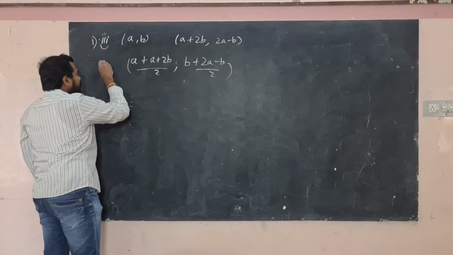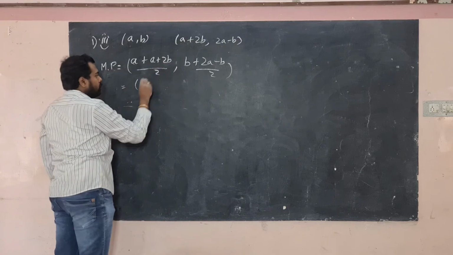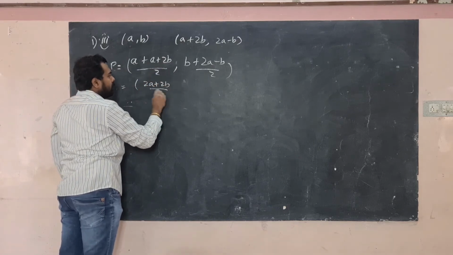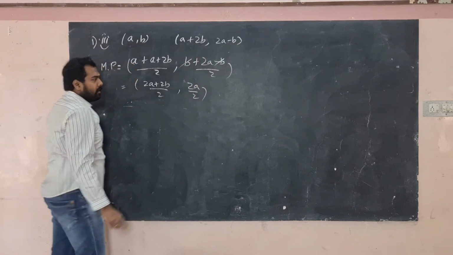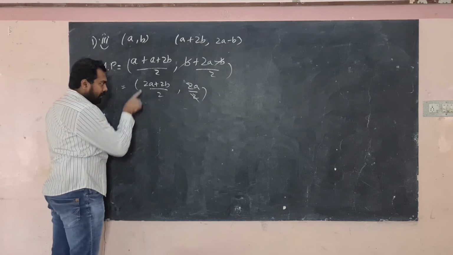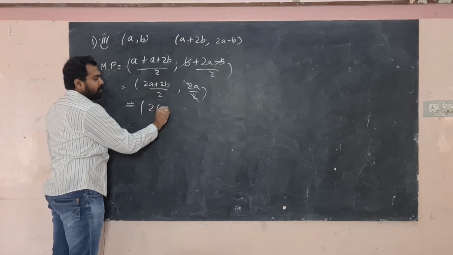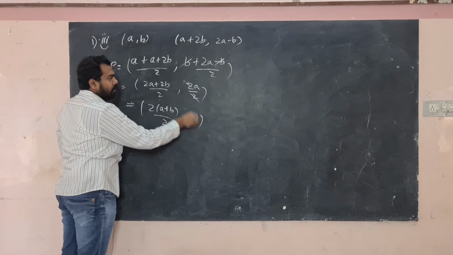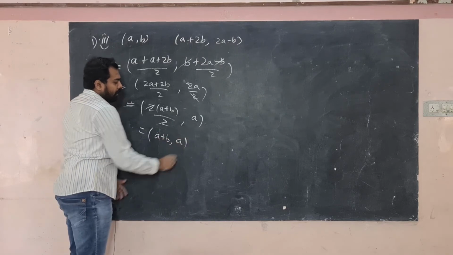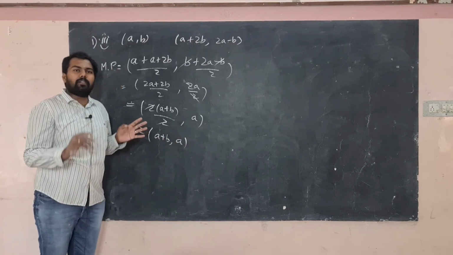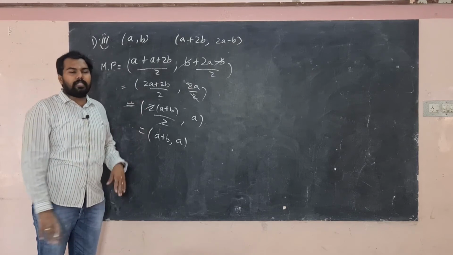This is the midpoint, right? Adding, a plus a is 2a, so 2a plus 2b divided by 2, comma, the b gets cancelled, and we have 2a divided by 2. If we take 2 common in the numerator we can write a plus b divided by 2, and here the 2 cancels, and the other 2 also cancels. The midpoint is (a plus b, a). This is the answer. Simply add the x coordinates and y coordinates and divide by 2. You do the other 3 subdivisions as homework.